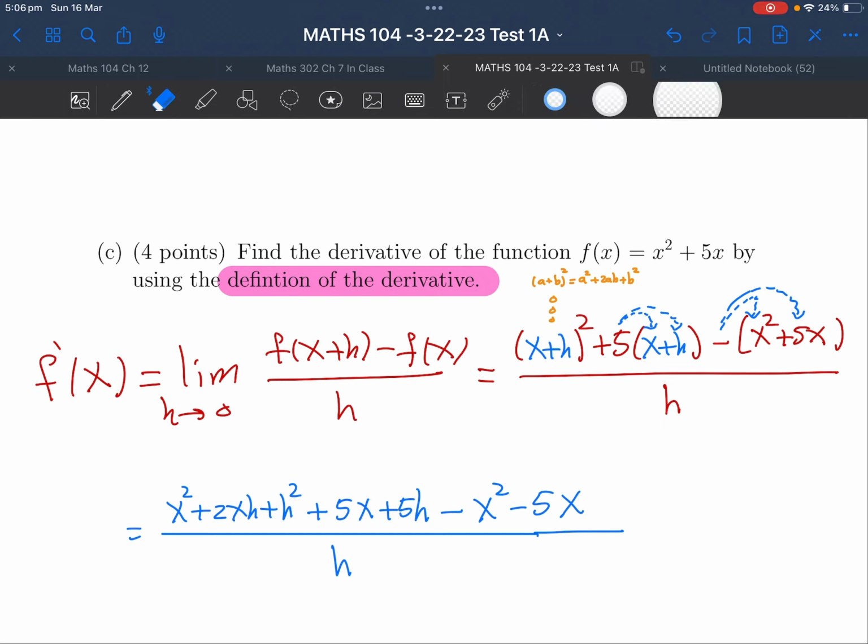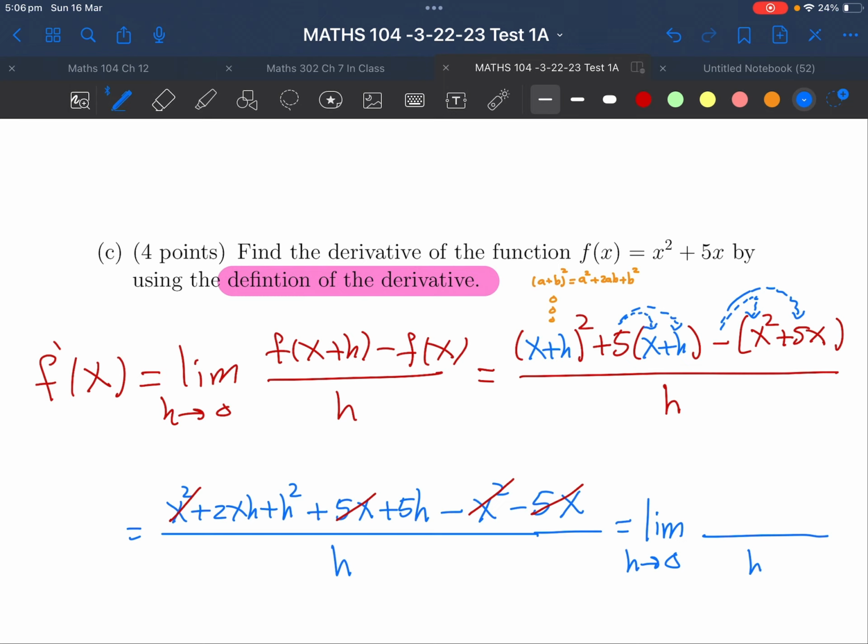Now, of course, there are so many simplifications. We can subtract things. I can cancel x squared with x squared, 5x with 5x. So what I get remaining is the following: 2xh from the beginning plus h squared plus 5h.